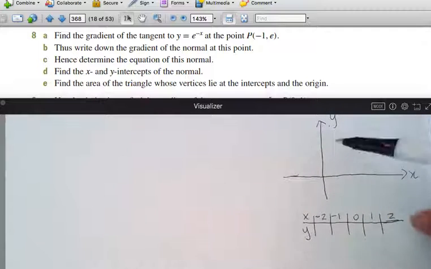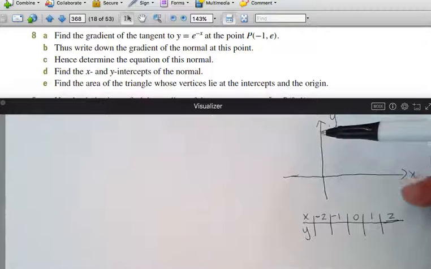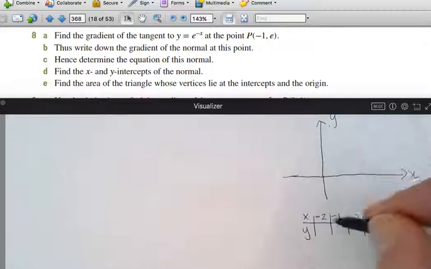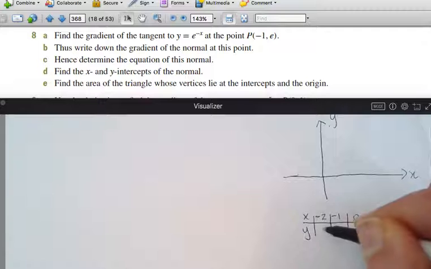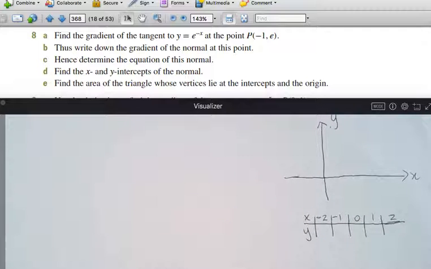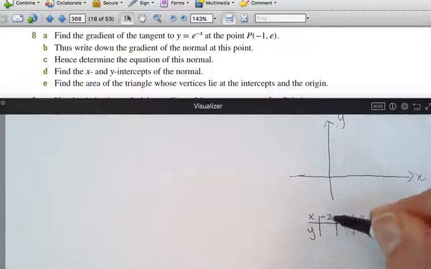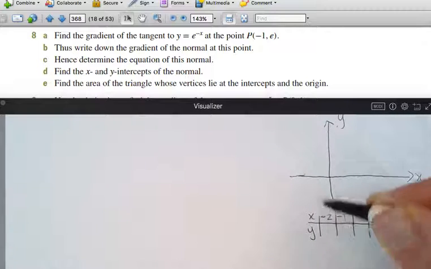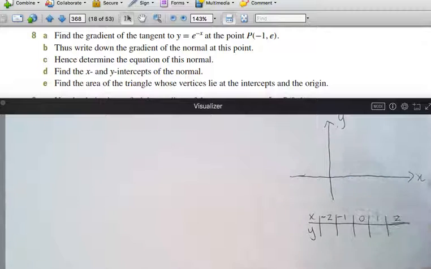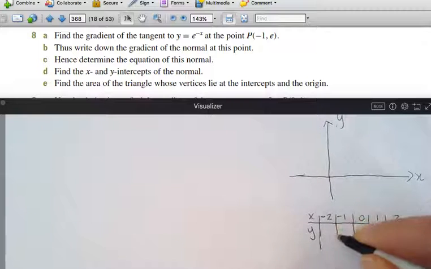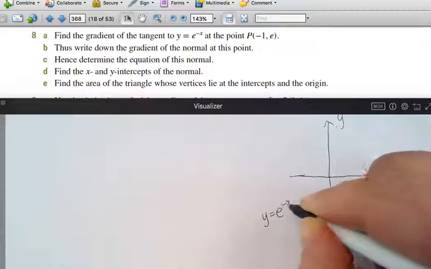Which way do you think e to the negative x goes? It's like the x values are being swapped around. When it's negative, it's now positive. Normally it goes this way. So let's do e to the -2. So when x is -2, I'm so sorry, girls, I keep saying the wrong thing. I'm sketching y equals e to the -x.